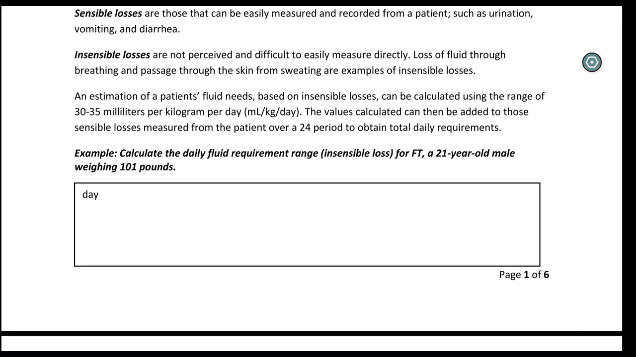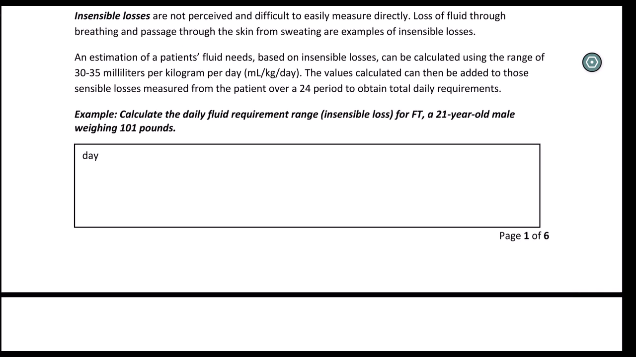So let's use a calculation. Calculate daily fluid requirements in terms of insensible losses for a 20-year-old male who weighs 101 pounds. In order to do that, let's convert pounds to kilograms. We're very familiar with that. 101 divided by 2.2 is going to give us about 45.9 kg. So that's my pounds, and this is my conversion factor; 45.9 kilograms is what the person weighs.